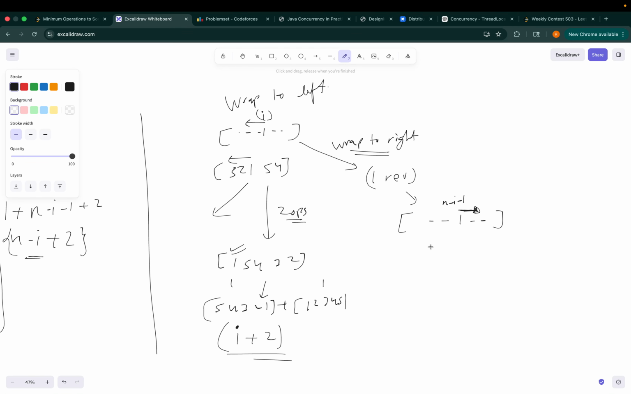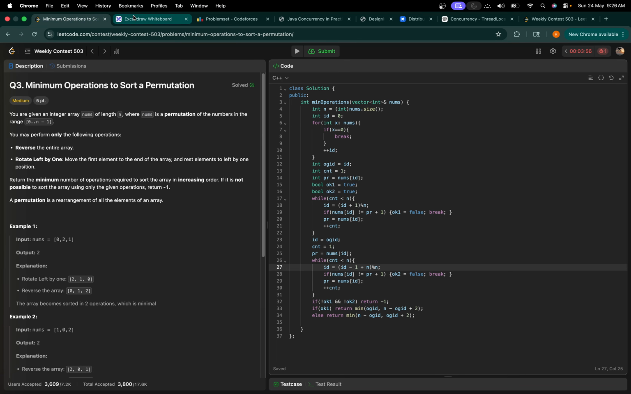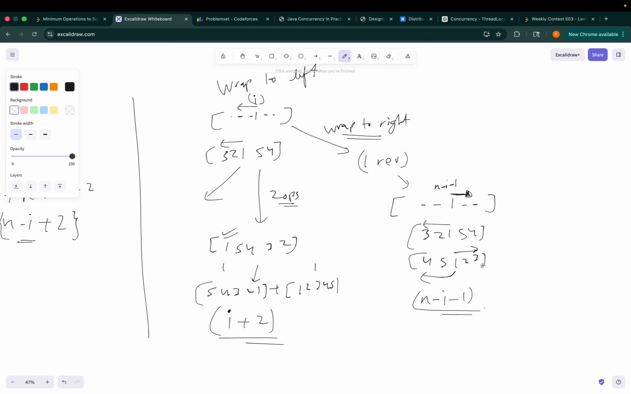So your array now looks like, so earlier it was 3 2 1 5 4. You did a reverse, so you got 4 5 1 2 3. So this is wrapping to the left, now this is wrapping to the right, and now you just pull this guy all the way till the start. Okay, so you get n minus I minus 1 operations to do it, I guess, right? Yeah, I think n minus I minus 1 operations to do it.